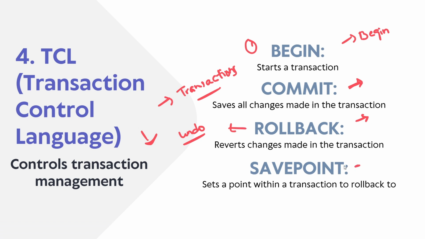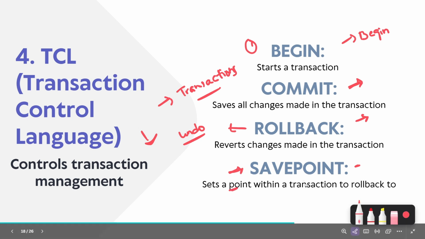Next, savepoint. If I want to set a savepoint so that I can return to a specific part of the transaction, then yes, we can use a savepoint. So savepoint is like auto save in Word, right? Suppose I want to move back to a part of the transaction where I have previously saved, then we will be using savepoint. So it sets a point within a transaction to roll back to.